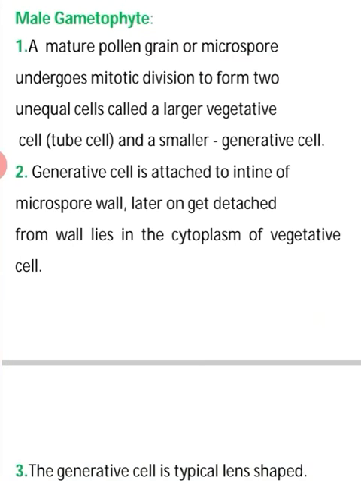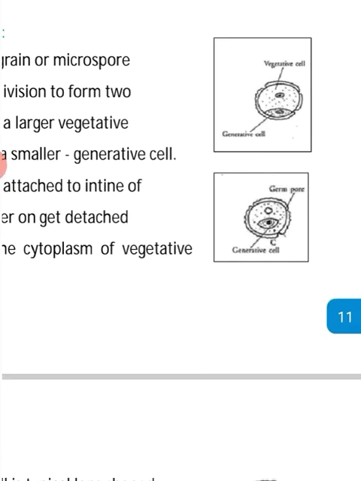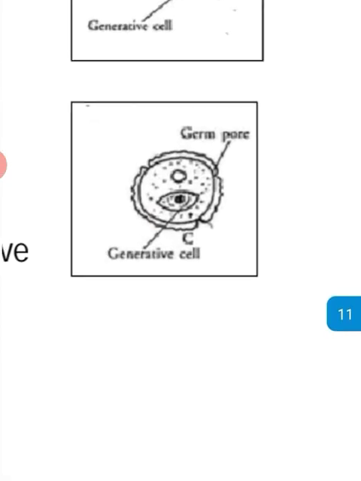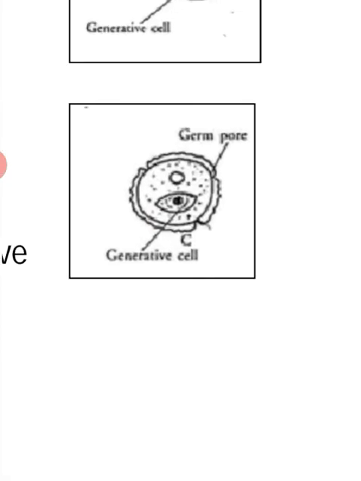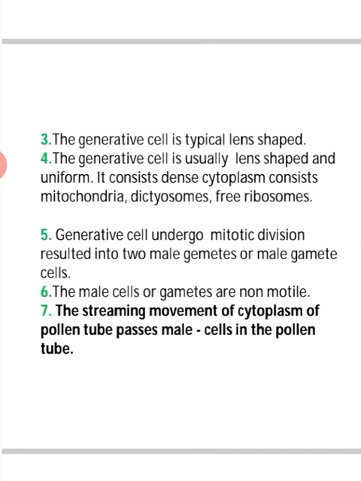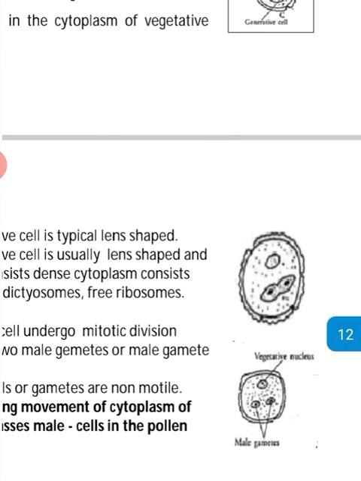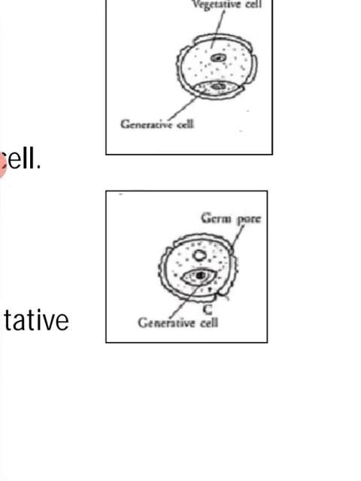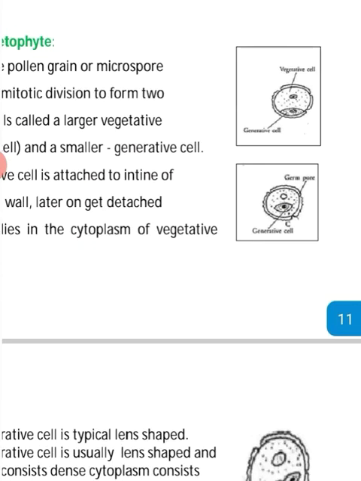Generative cell is attached to the intine of the microspore wall and later on it gets detached from the wall and lies in the cytoplasm of the vegetative cell. So here now this generative cell is separated from the intine wall and now it is present in the center. The generative cell is typically lens shaped. Here the lens shaped generative cell is very clear. It is attached to the intine and a perfect lens shaped structure is there.